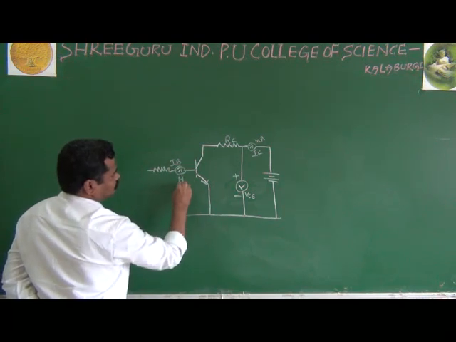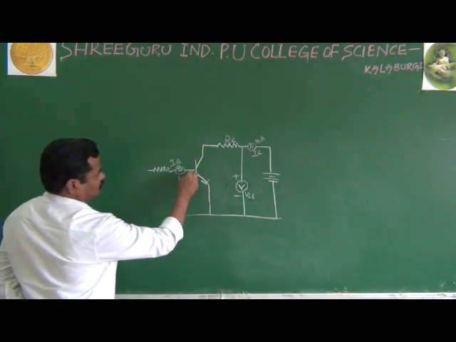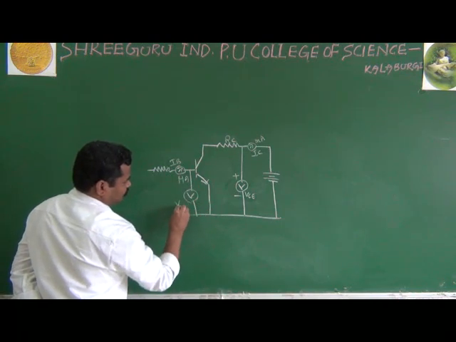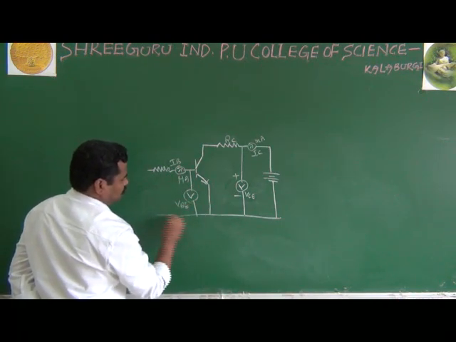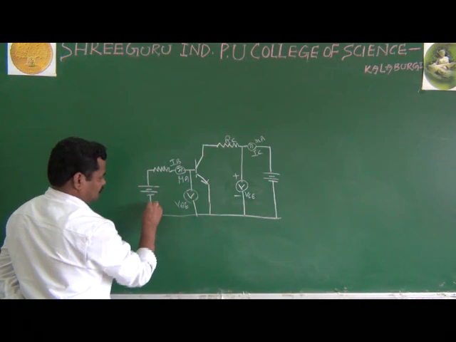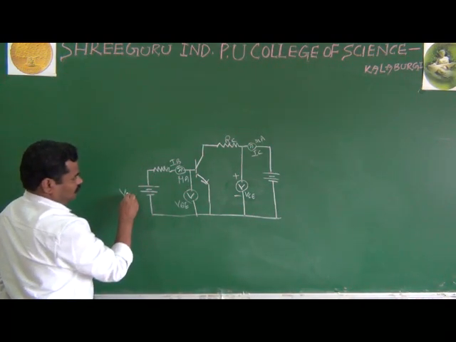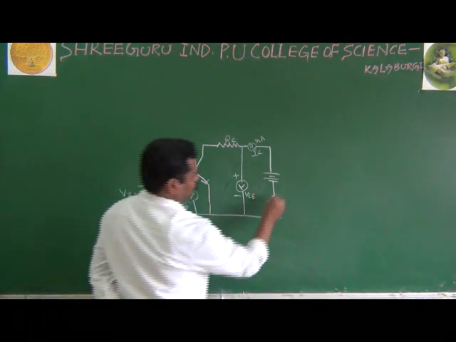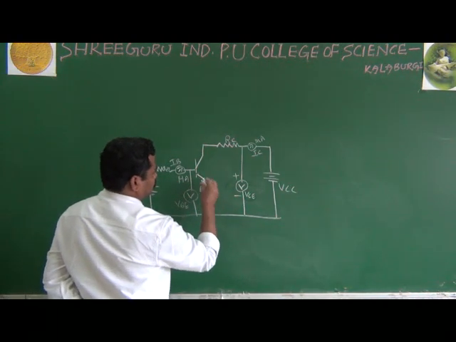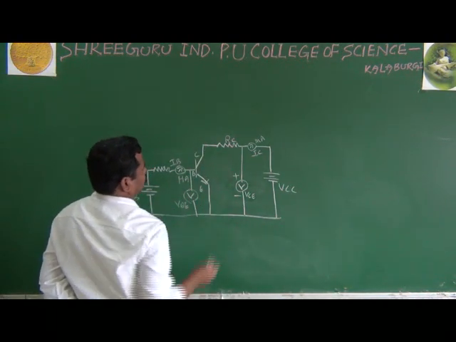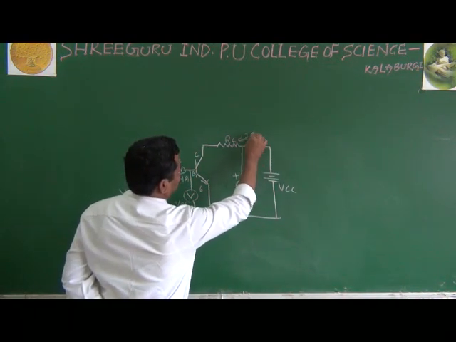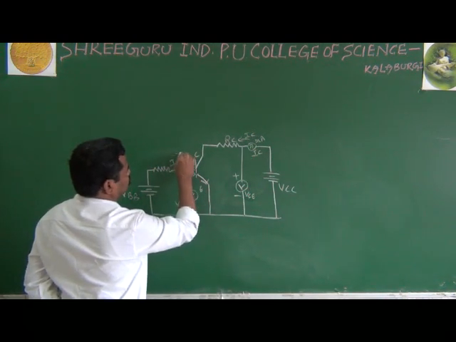IB in microamperes, and here using a VBE. This is the input voltage, VBE, and here you are applying the supply, that is the VBB. This is your VCC, this is your emitter, this is your base, and this is your collector. This is nothing but the IC, and this is nothing but your IB.